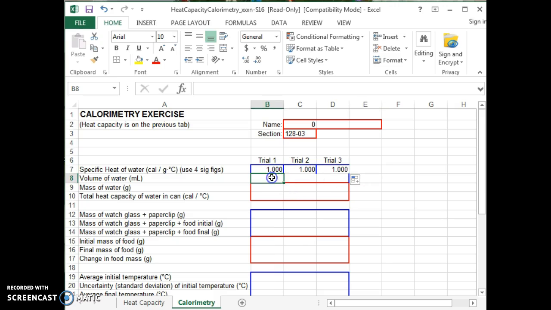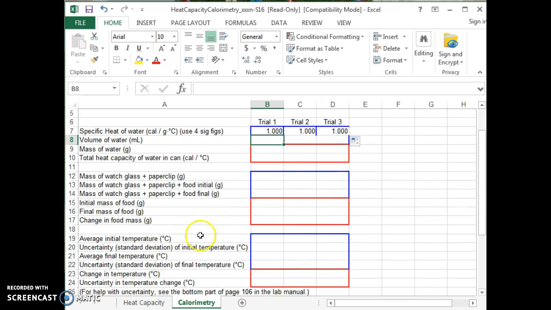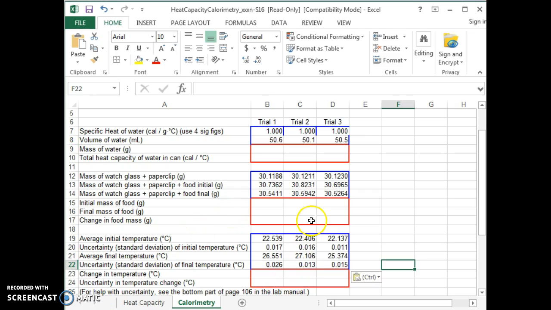So volume of water you have in your notebook. You have all of these masses in your notebook. You also wrote down all of your average temperatures and standard deviations. So I'm going to type some numbers in right now, and you should be filling in your numbers. All right, so these are the numbers that I have. Your numbers will be different. The numbers in the blue boxes for you will be different depending on what you did.